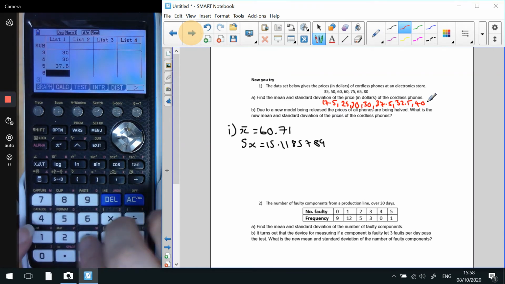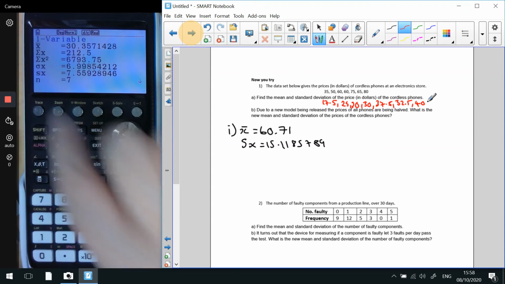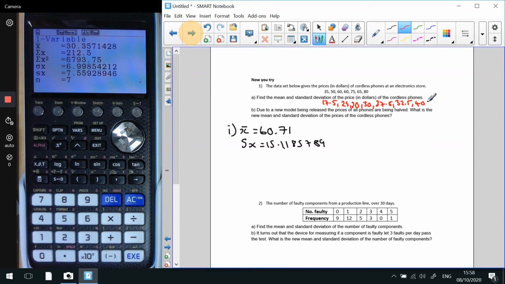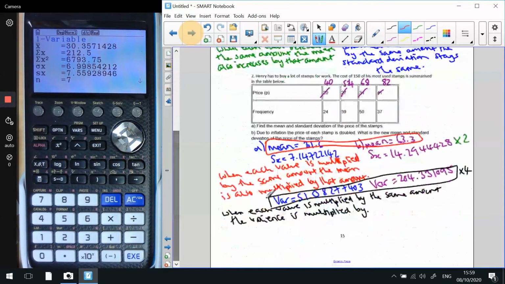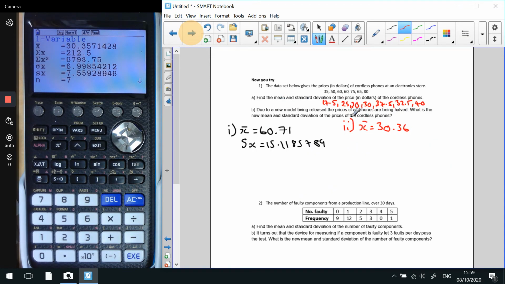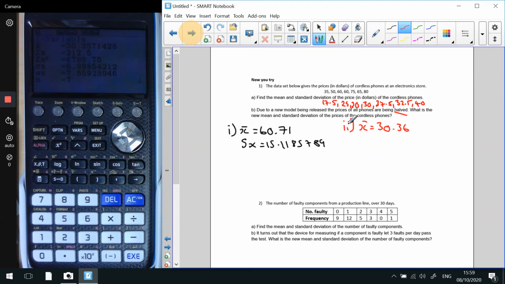Going back into my calc, I can see that my new mean, for part 2, is 30.36 to 3 significant figures. Before, when we were multiplying by an amount, I said that when each value is multiplied by the same amount, the mean is also multiplied by that amount. Does that still hold? When each value was multiplied by a half, was the mean multiplied by a half? Yes, it was.